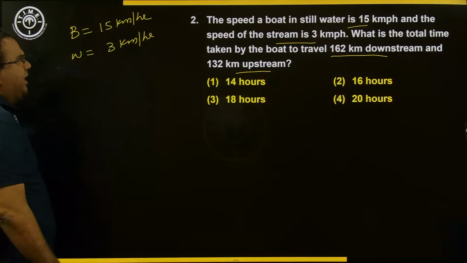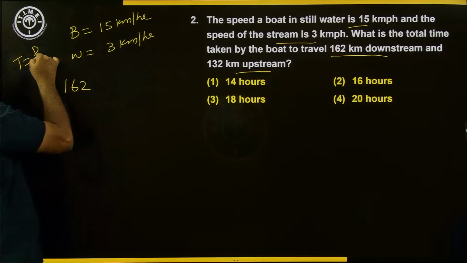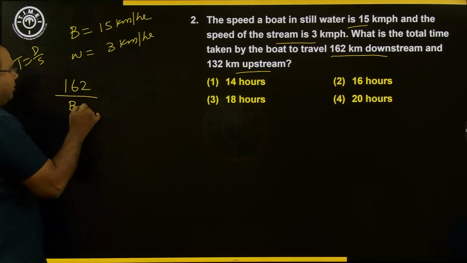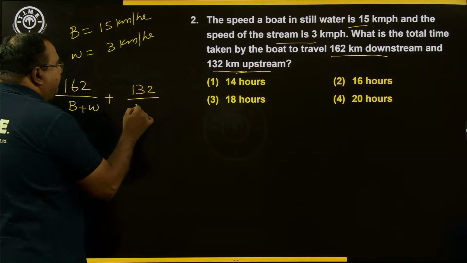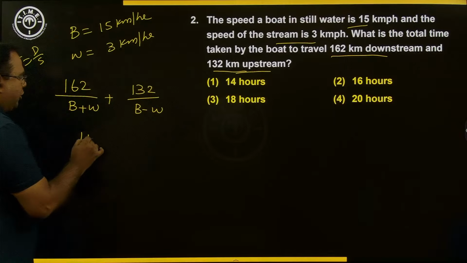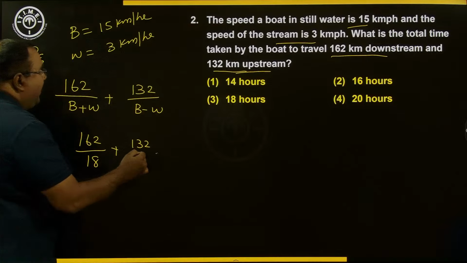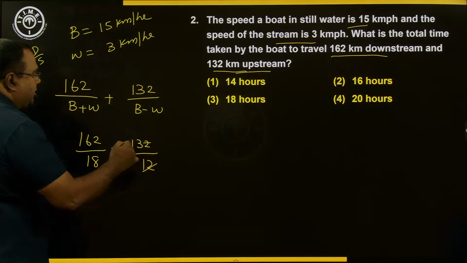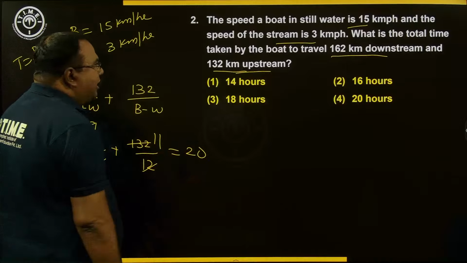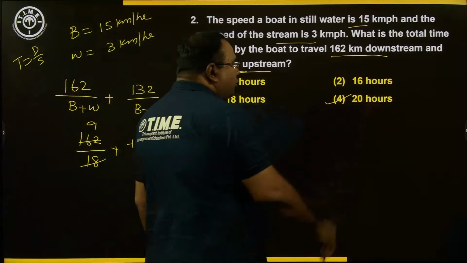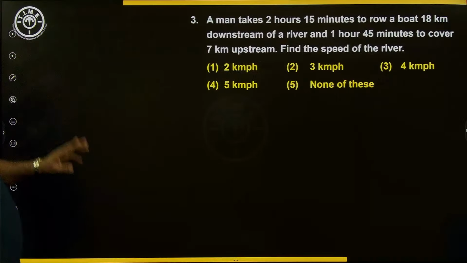Right. So time taken for downstream, time is equal to distance by speed, 162 by B plus W, that is downstream speed. 132 kilometers upstream, he is saying 132 by B minus W. So obviously 162 upon B plus W is 18. 132 upon B minus W is 12. So it has to be 11 times. It has to be 9 times. 9 plus 11, 20 hours should be your answer. Choice 4 should be your answer. Right? All these are simple basic questions.